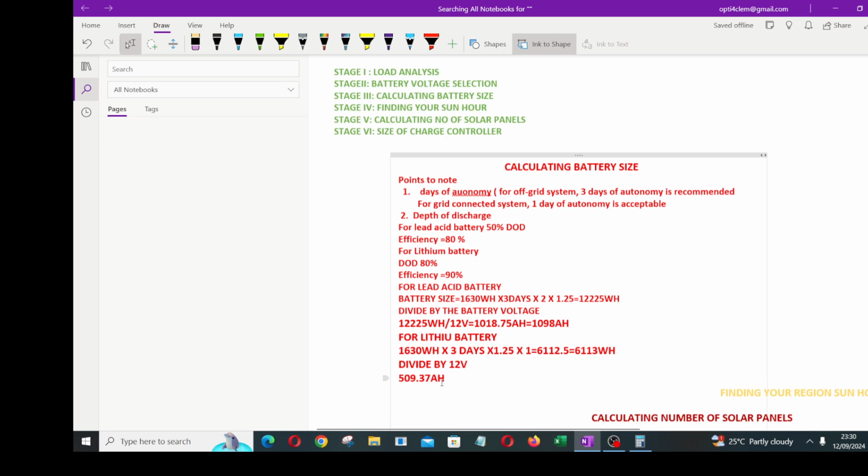So let's take note of the values we have gotten in the different calculations we have done so far. In the next session we are going to continue. We have done the battery size calculation. Then the next thing is to find your sun hour. So in the next video I'm going to be explaining how we can achieve that.